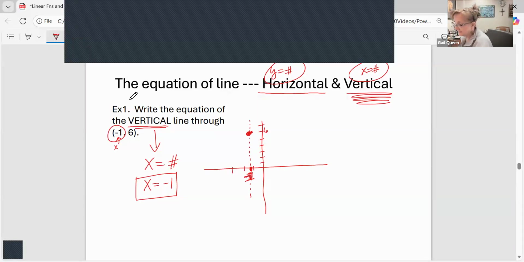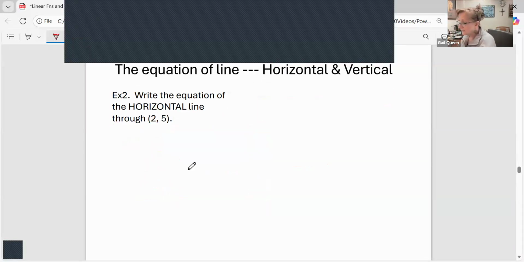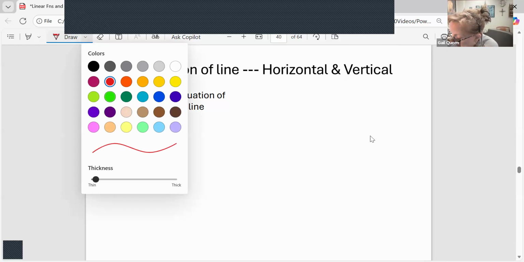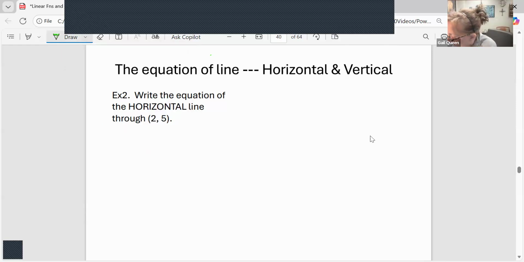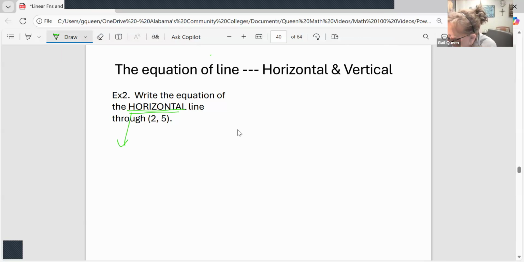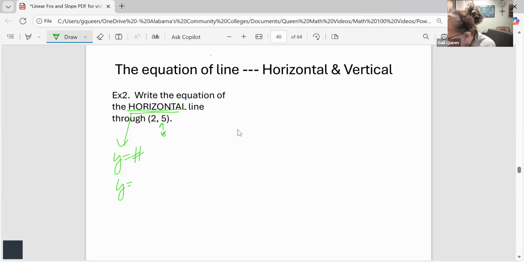All right. Second example, write the equation this time of the horizontal line. Hold on a sec. Here it goes. So this time I want the horizontal line. I'll pick an obnoxious green color here. If it's a horizontal line, it is y equals a number. I just have to pick a number for y to equal. Well, the y coordinate of the point it goes through is 5, and that's the answer. Y equals 5. Horizontal and vertical lines are stupid easy to work with, okay?